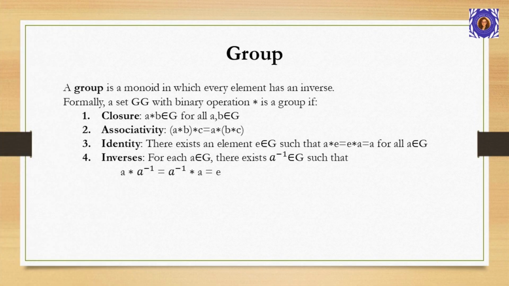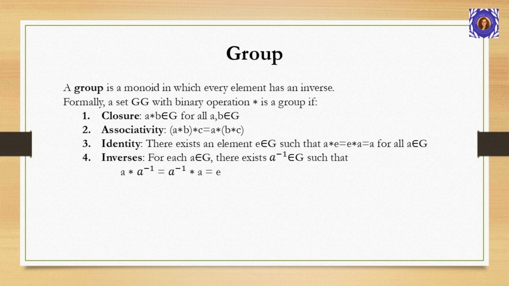A group is a monoid in which every element has an inverse. Formally, a set G with binary operation star is a group if it satisfies four properties. First, closure. a star b belongs to G for all a, b belonging to G. Second, associativity. The quantity a star b star c equals a star the quantity b star c.